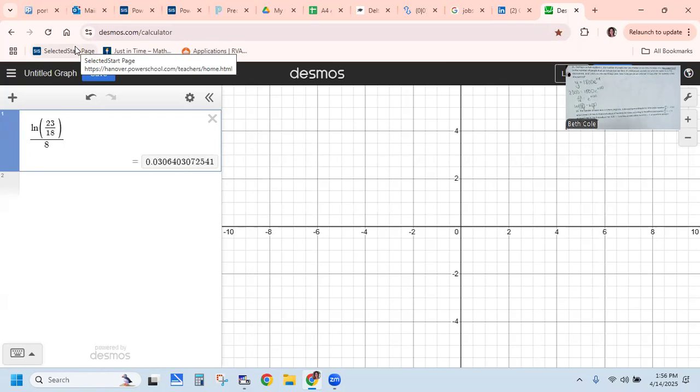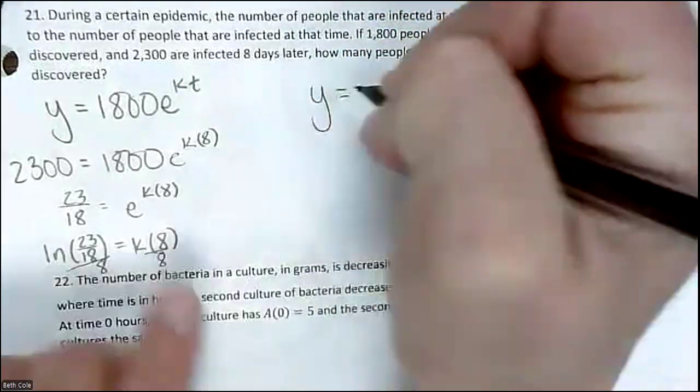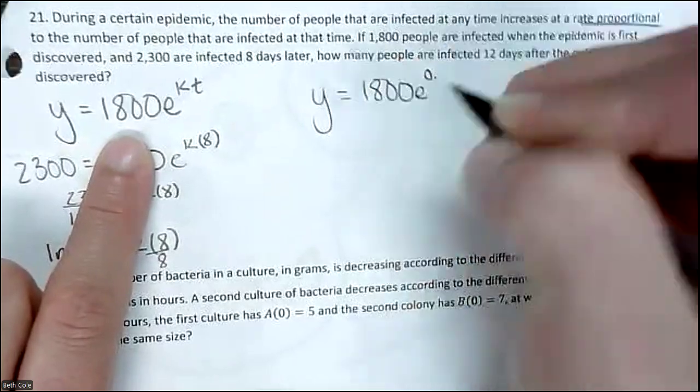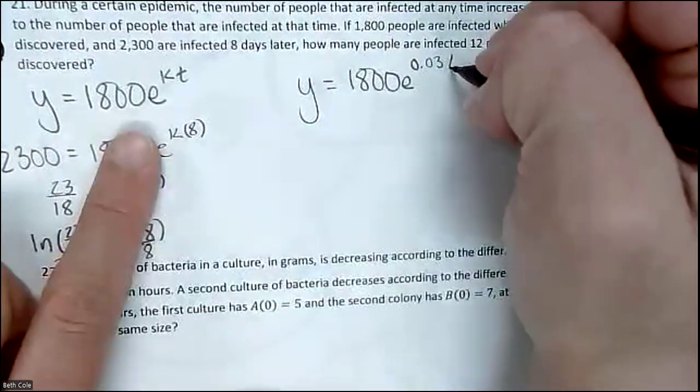I got 0.0306. I don't hear any complaining, so I'm going to assume we're good. Okay. Now we're going to start over. We're going to recopy this, but I'm going to put in that, oh gosh, what was it? 0.03. It doesn't matter because I'm going to copy paste that at the end anyway.